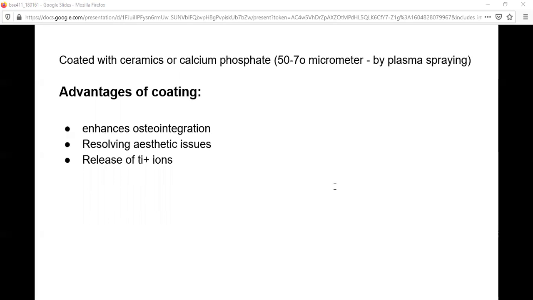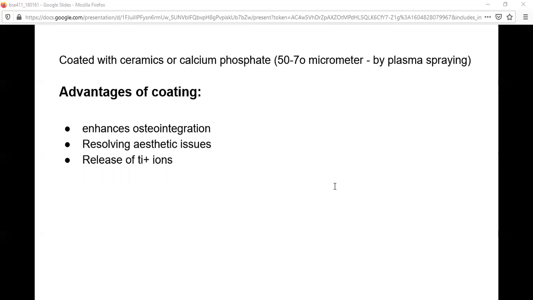So, what is the solution to this problem? Titanium is coated with ceramics and calcium phosphate of thickness nearly 50 to 70 micrometers by plasma spraying. There are many advantages of coating. The first advantage is that it enhances osteointegration, as zirconia, calcium phosphate, and glass ceramics are bioactive materials. So, what is osteointegration? Osteointegration is defined as a close approximation of bone to an implant material.